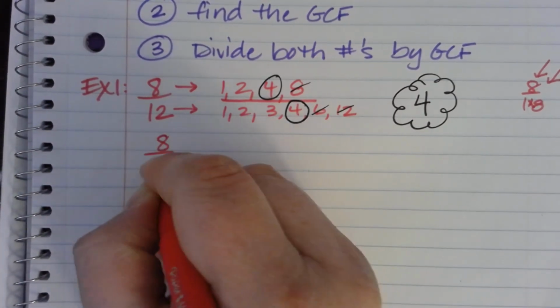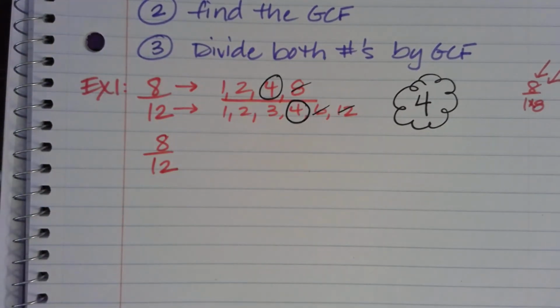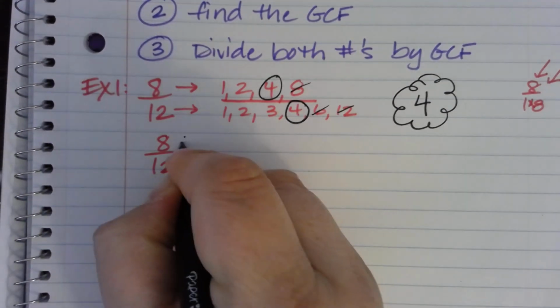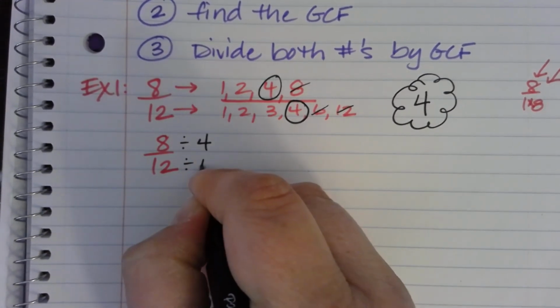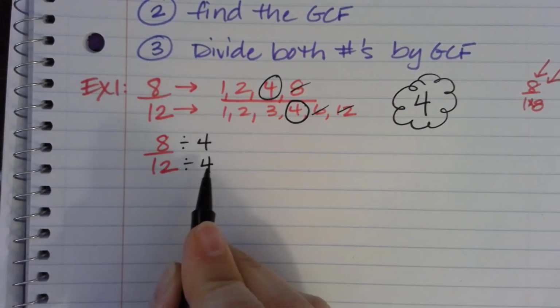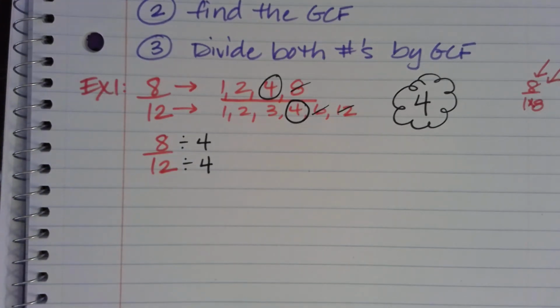Now, let me come down here and let's look at what step 3 looks like. It says divide the numerator and the denominator, the top and the bottom of your fraction, by the GCF. So I'm going to divide by 4. This is the greatest common factor that they share. The point of this is to divide both numbers by the biggest possible number that they have in common so that they are completely reduced.